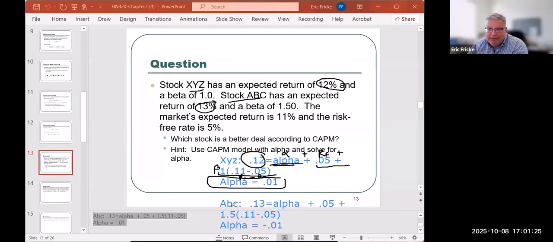You do the same thing for stock ABC, and you get an alpha of negative 0.01. So even though ABC has a higher return, it's saying it's not as good of a deal, because if you buy that, all you're doing is taking advantage of beta. You're not doing a good job of picking stocks. You're just taking on more market risk. You're getting that extra return because you're taking on more risk. And in finance, we don't give you credit for that.